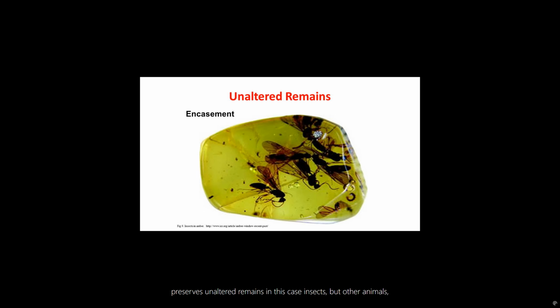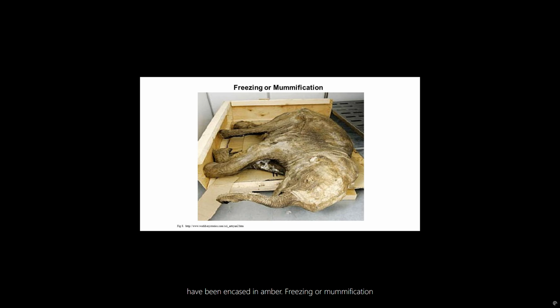Encasement in amber preserves unaltered remains, in this case insects, but other animals such as amphibians and reptiles and even a dinosaur tail tip with feathers have been encased in amber. Freezing or mummification preserves unaltered remains. We frequently find animals preserved in permafrost, such as this baby mammoth. She is dehydrated, but other than that, she is unaltered. Forms of mummification in dry caves in cold climates have also produced remarkably well-preserved, unaltered remains.